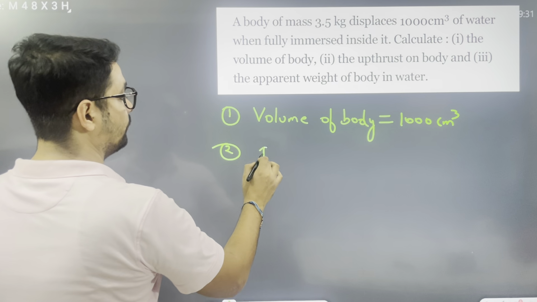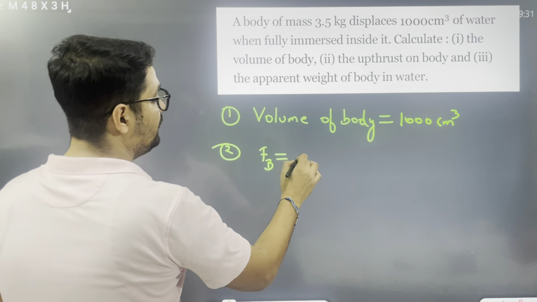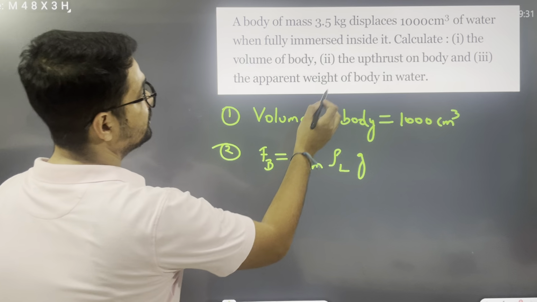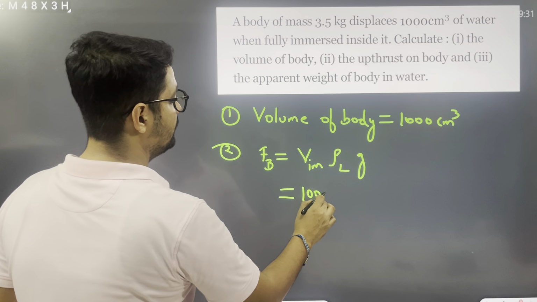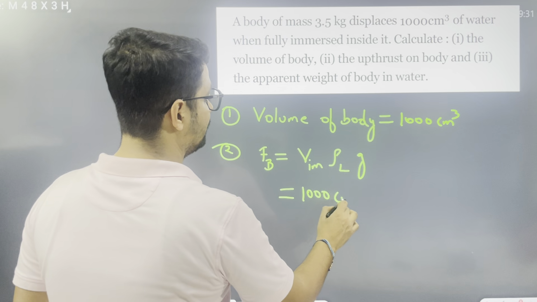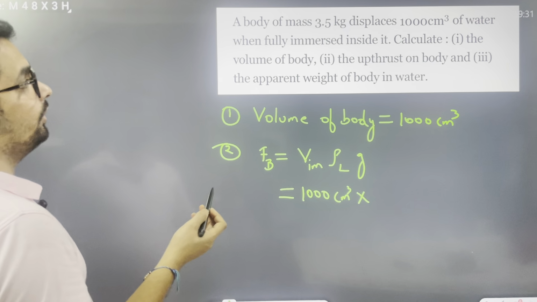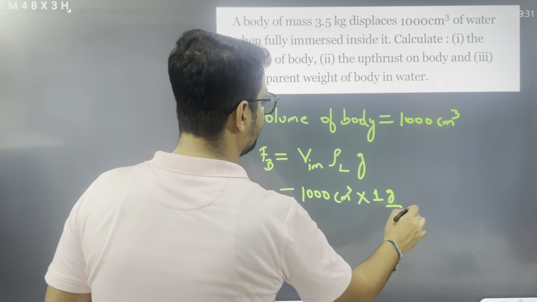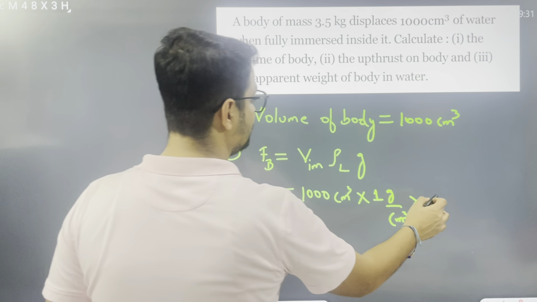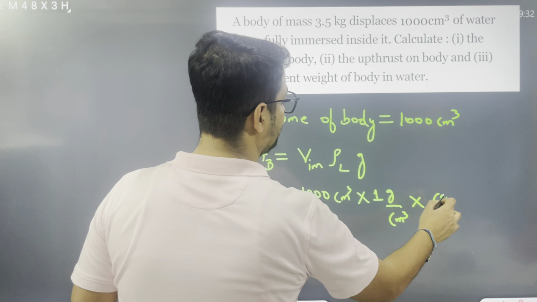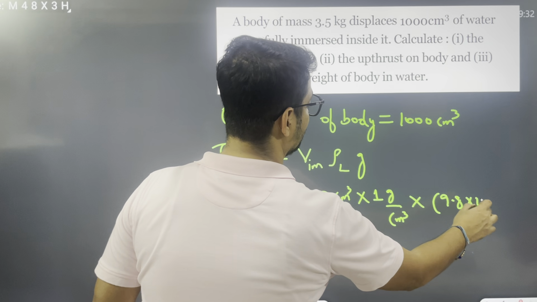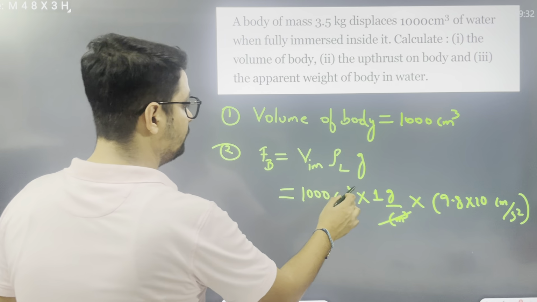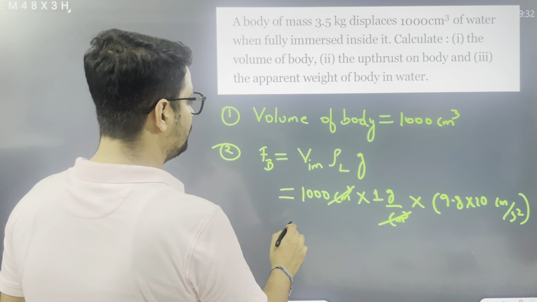So upthrust means buoyant force. Upthrust is V immersed into rho of liquid into g. Now V immersed is how much? 1000 centimeter cube. Density of water, because it is water, 1 gram per cc, 1 gram per centimeter cube. Correct. Into g value, we will write the g value here as 9.8 into 10 centimeter per second square. Correct. So centimeter cube will cancel out, and then you will solve, you will get the buoyant force.